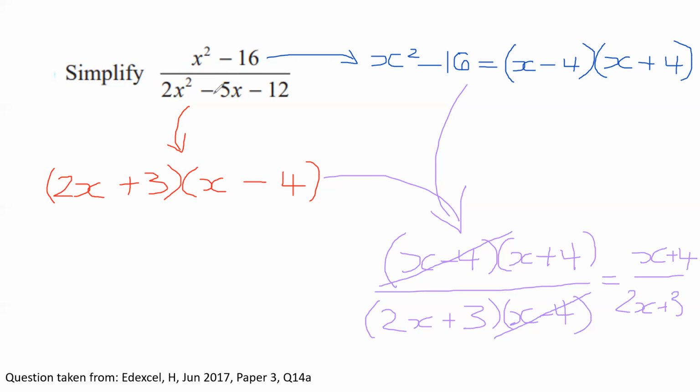When we get algebraic fractions which have got quadratics in them, the best place to start is by factorising both the top and the bottom, and then just seeing whether or not there are any brackets that can cancel each other out, as we had in this case.